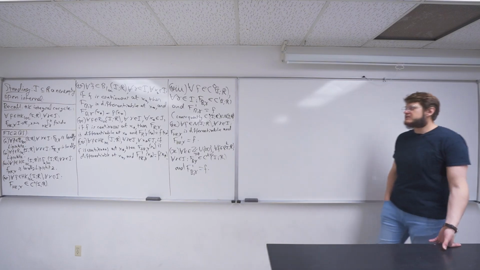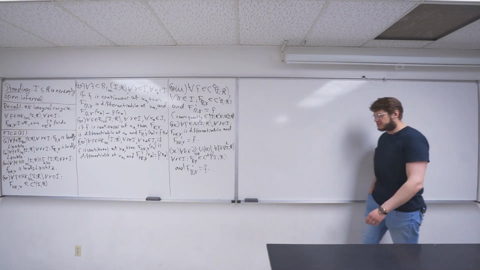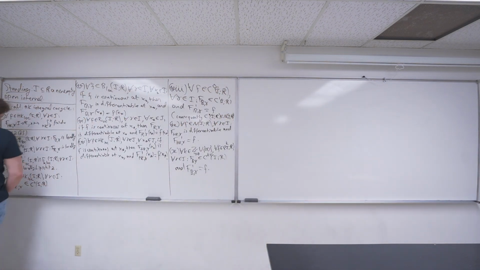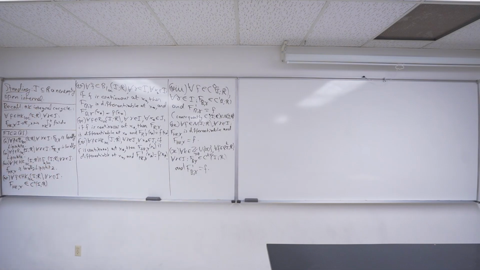After this, we're going to look into some baby versions of change of variables formulas and integration by parts formulas. And then once we're done with that, we're going to transition to Taylor approximation. I want to define at the very least Taylor polynomials and Taylor remainders. Okay. As usual, the standing assumption is that I is a non-empty open interval.